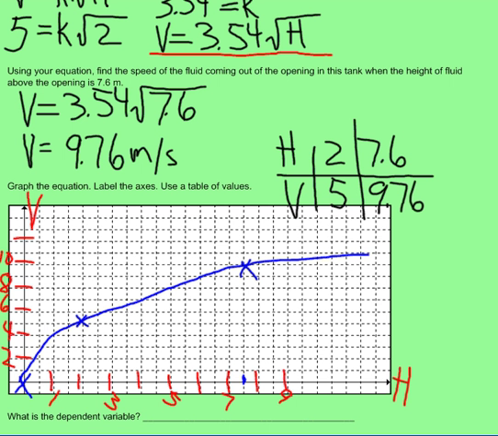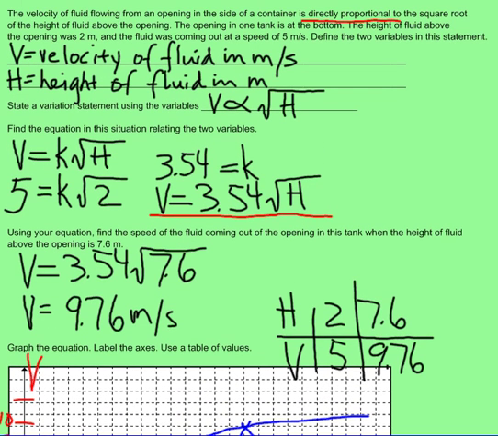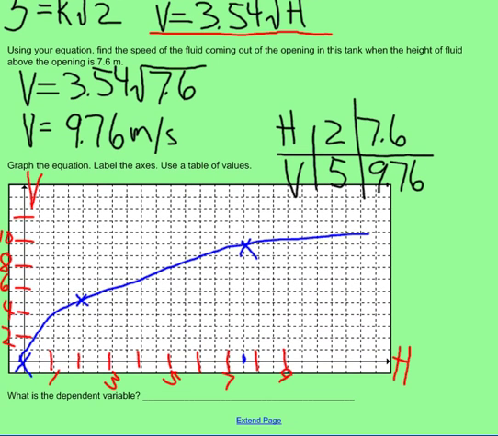Something like that. What is the dependent variable? The dependent variable is the one mentioned first. It said the velocity of fluid depends on. So the very first variable, velocity of fluid, what's the dependent variable? V.